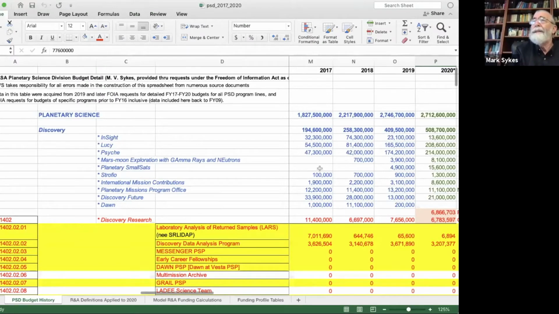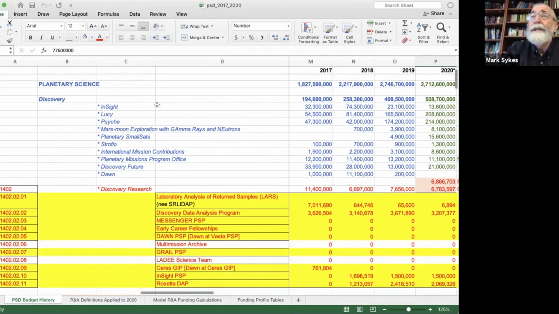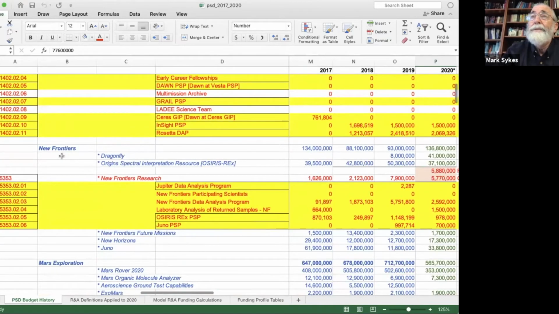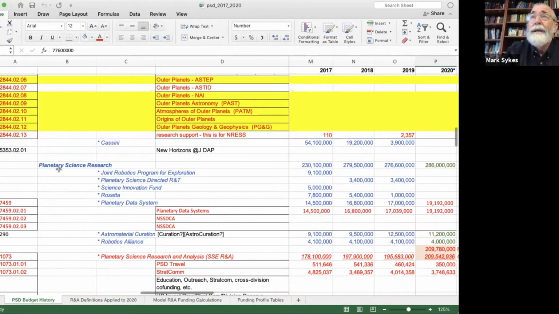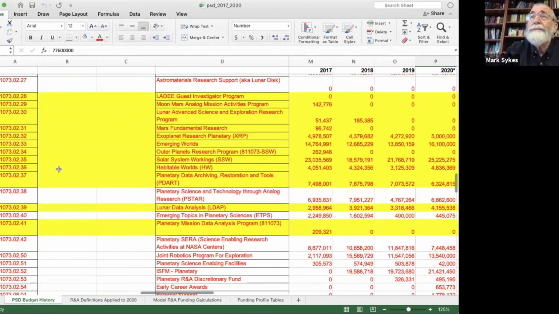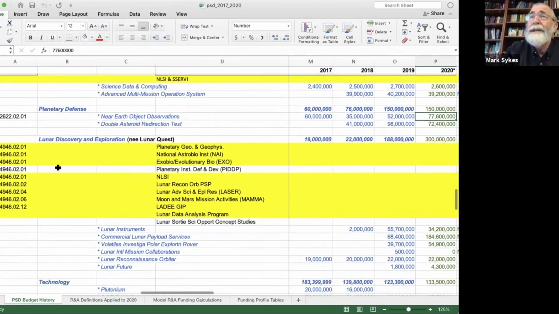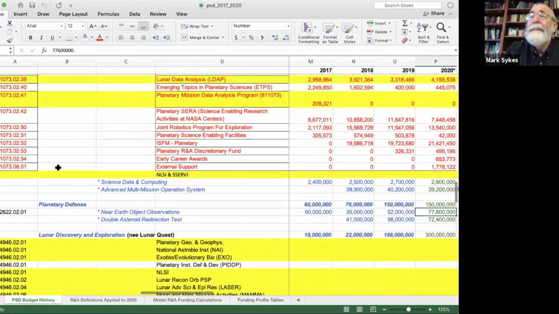Okay, so here is, for 2017 to 2020, a complete breakdown of the Planetary Science Division budget as obtained through the Freedom of Information Act. And you'll see that there's Discovery, New Frontiers, Mars Exploration, Outer Planets and Ocean Worlds, Planetary Science Research, Planetary Defense, Lunar Discovery, and Technology.